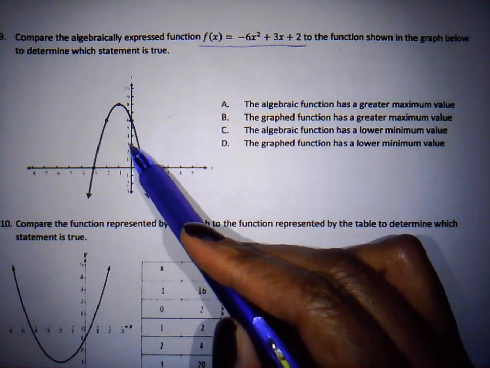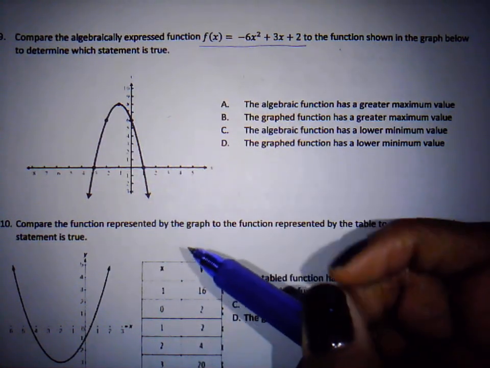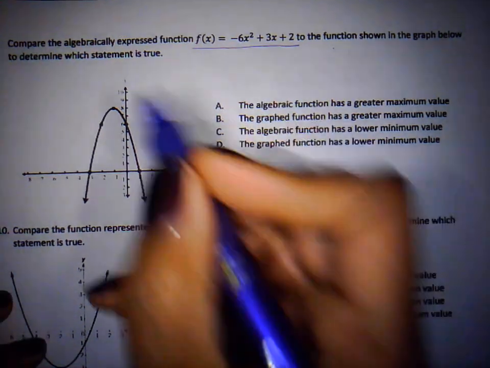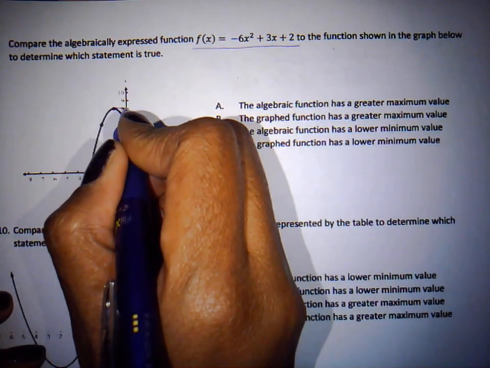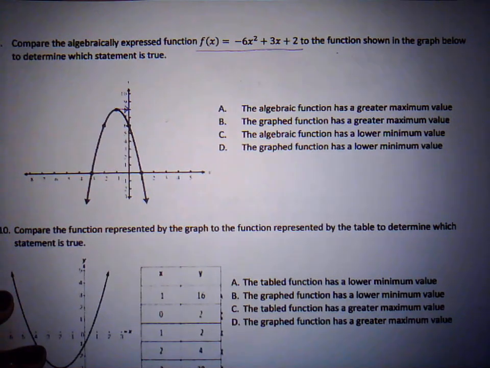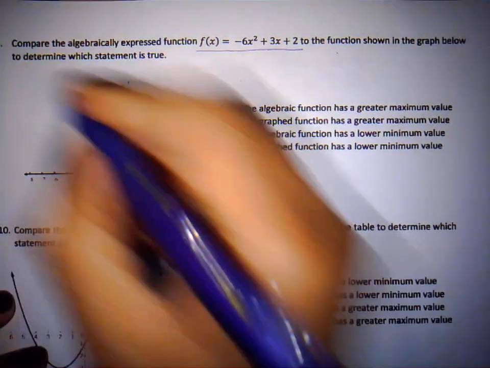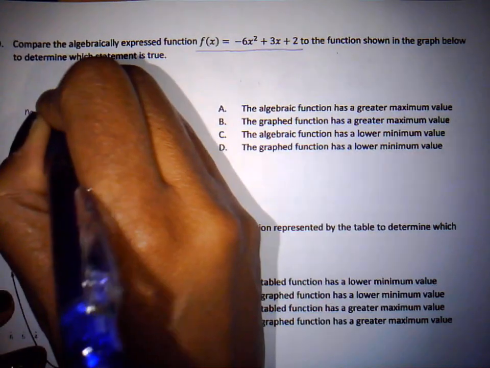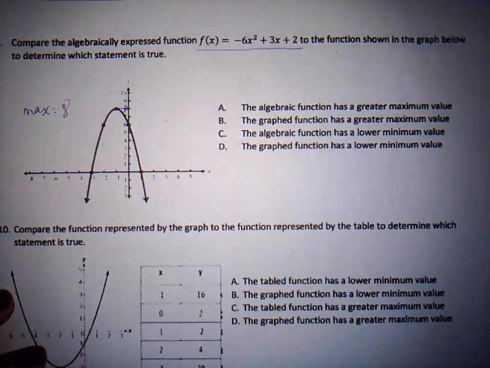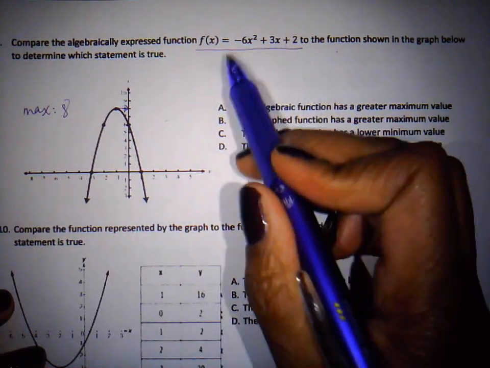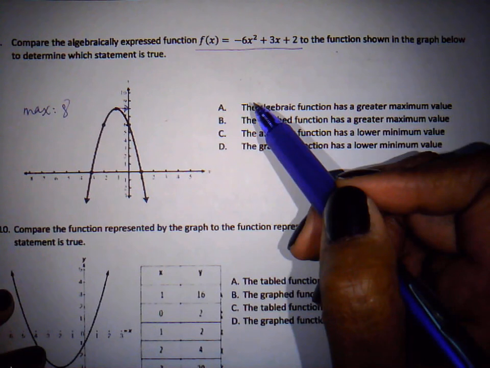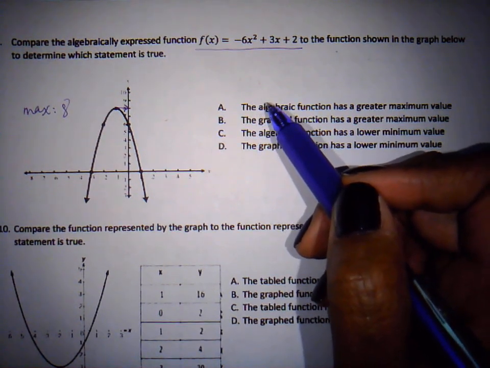What's the maximum value of this one? 8. Is that true? Look at it. She's correct, right? It's 8. That's correct. So this has a max value of 8. All right? How do I find the maximum value of this one? I could put it into vertex form. I could.